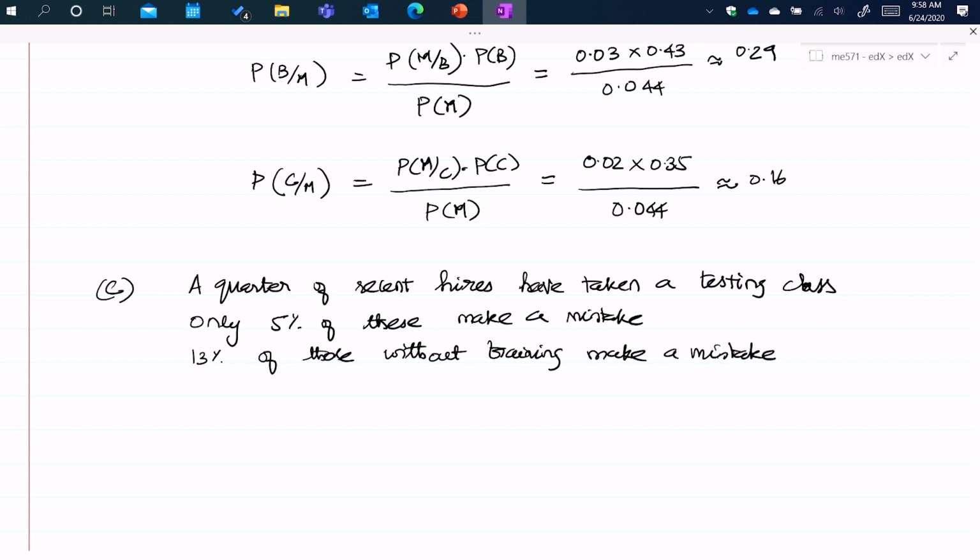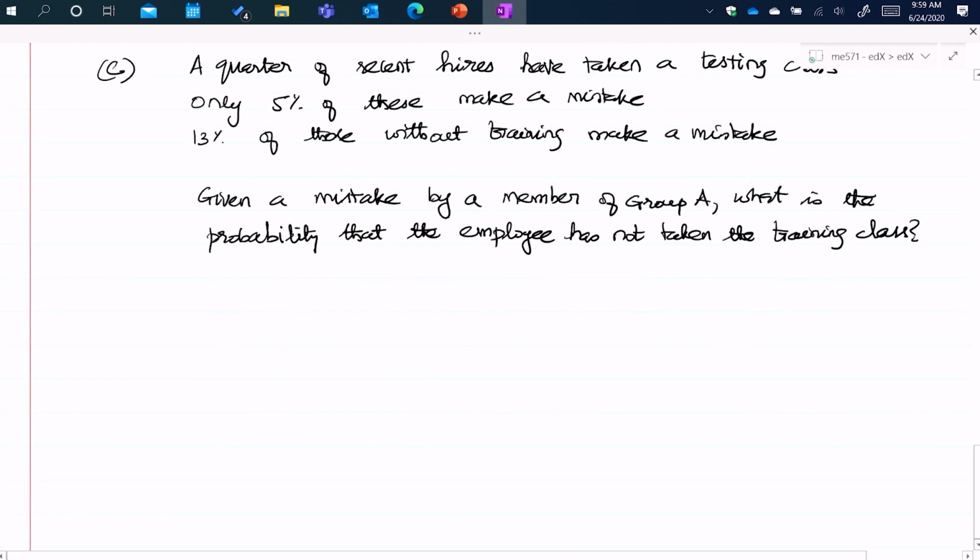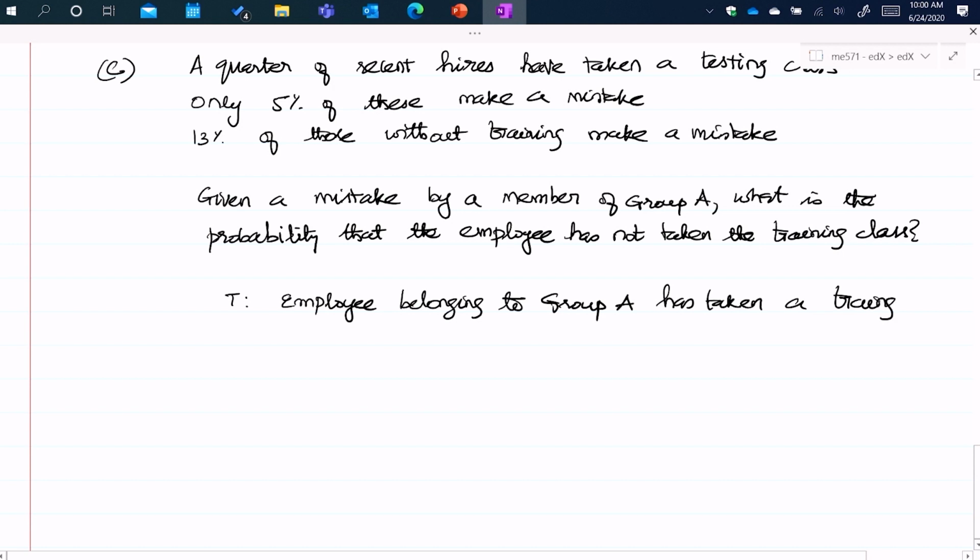So the question that we are asked is, given a mistake by a member of group A, what is the probability that the employee has not taken the training class? So what we are going to do is define a new event. Define event T as the employee belonging to group A has taken the training class. T complement would imply no training class.